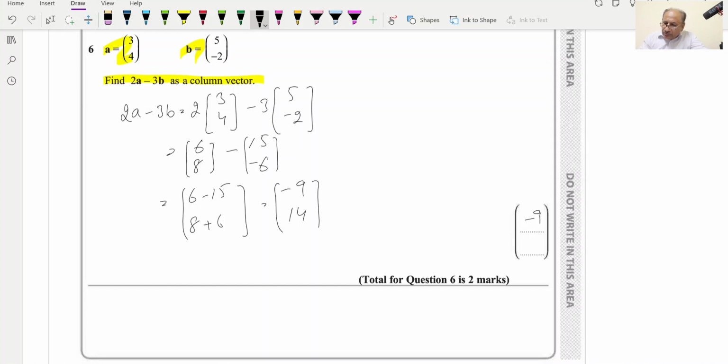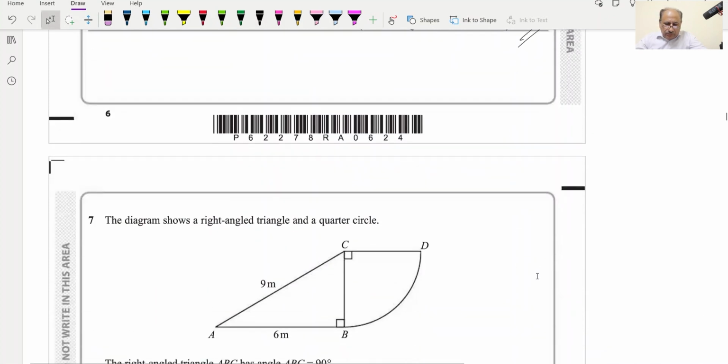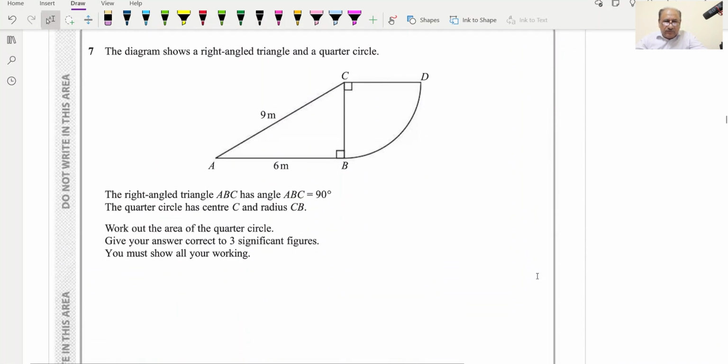So it will be minus 9 and 14. This is done. 2-mark question. We are done with this one. Now it's question number 7.